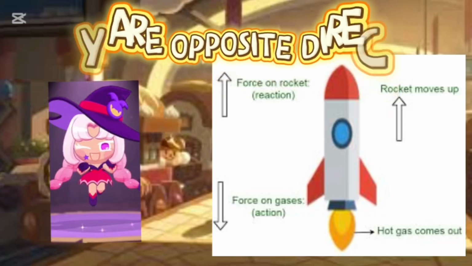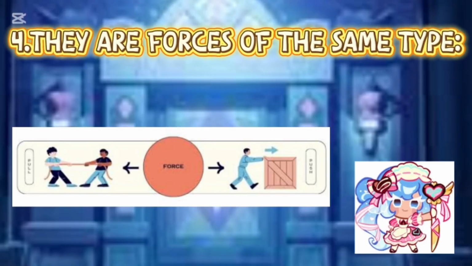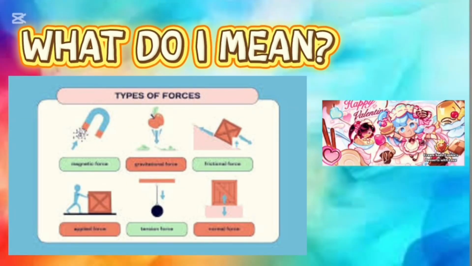Third, they are in opposite direction. For example, one needs to go up and one needs to go down, or one goes left and one goes right. Lastly, they are forces of the same type. So, what do I mean by forces of the same type? It means that the two objects should have the same type of force to attract each other. If they have different, they will repel each other.